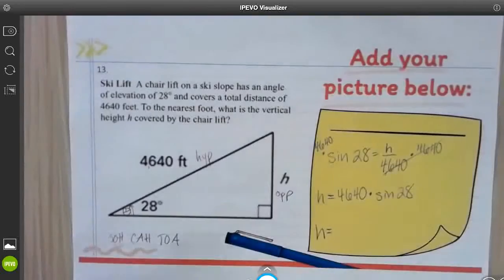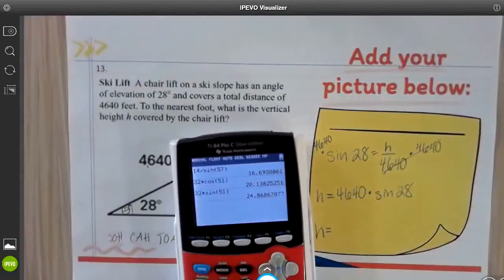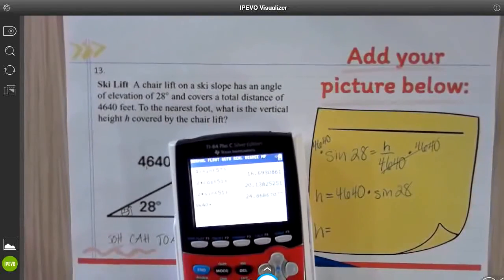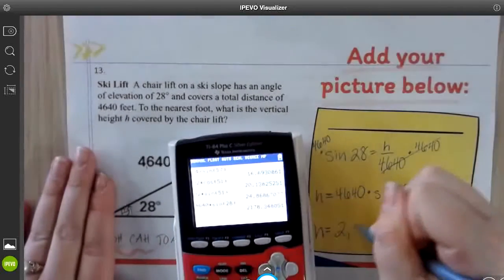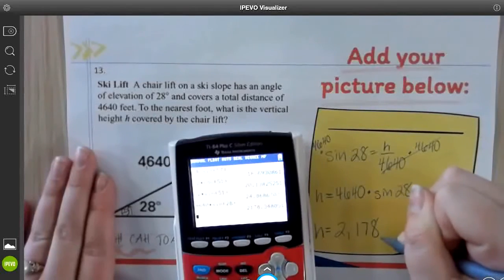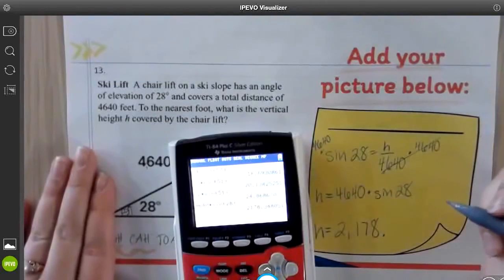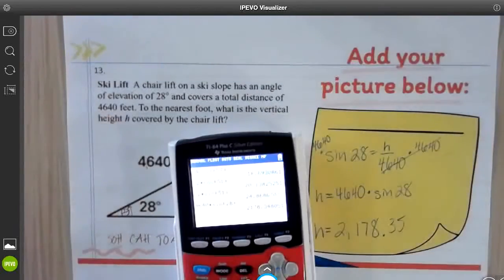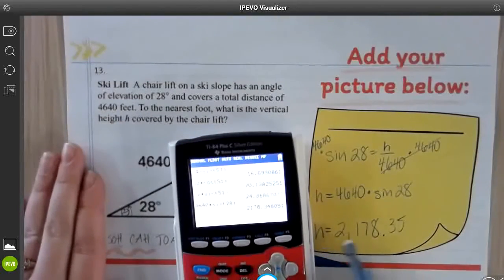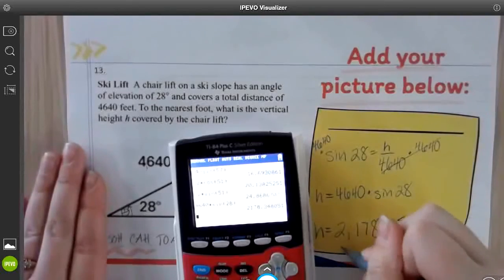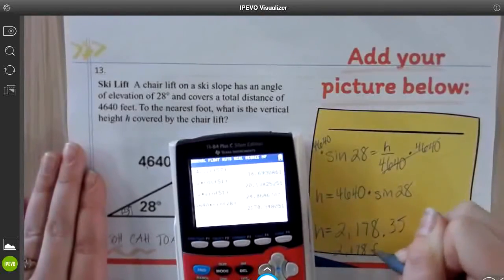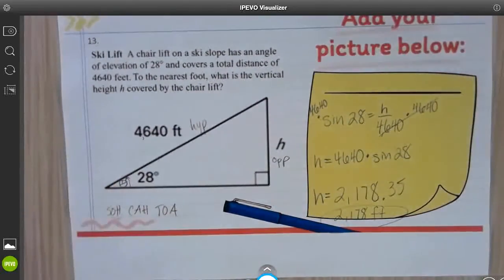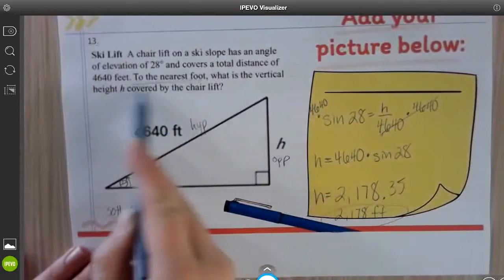And then we're plugging that into our calculator. 4640 times the sine of 28. Close our parentheses. We get 2,178 point. It told us to round to the nearest foot. So if it's 0.35, we would probably say 2,178 feet. And that is the height of our ski lift, because it told us to round to the nearest foot.